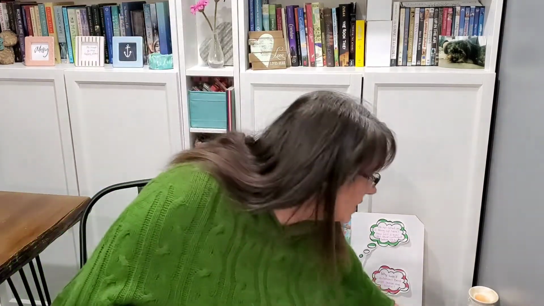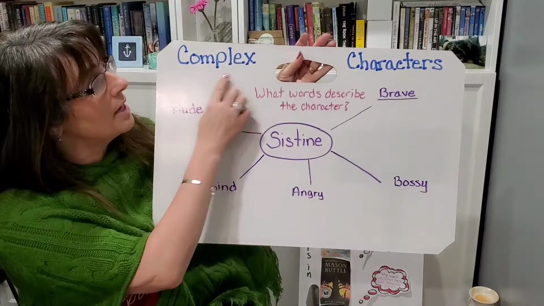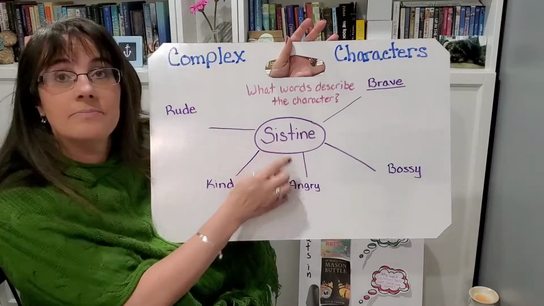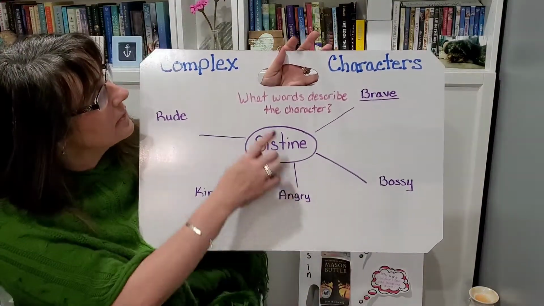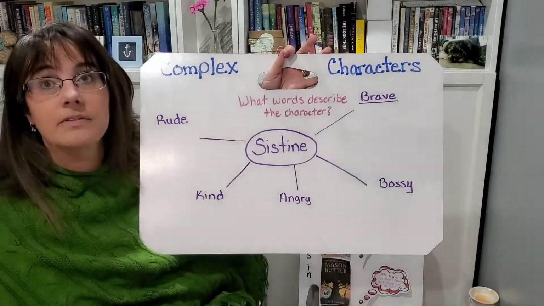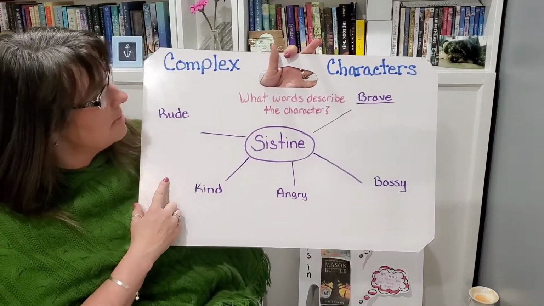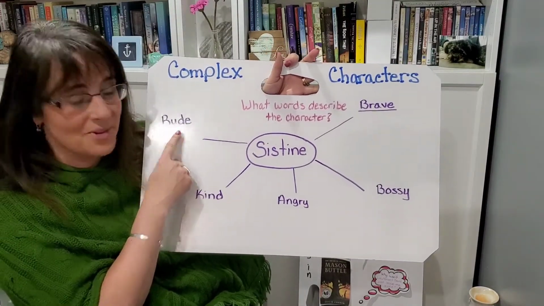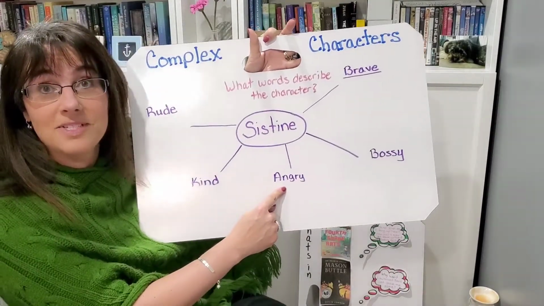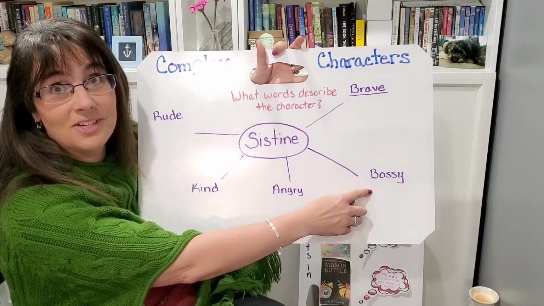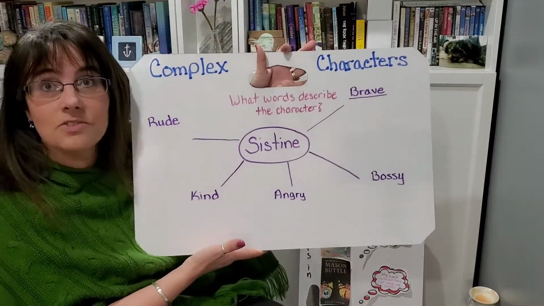So I have an example for you here, and I made a board for you about how characters can be complex, so complex characters. And I picked Sistine, because she was really very complicated in our story. And so I wrote here, what words describe the character? So I made a character web. And I thought of all of these words that I thought kind of described her. I said rude, sometimes she could be rude. Kind, she could be kind. Angry, sometimes she was angry. Bossy, we certainly know that one. And even brave. So those were the words that I put down that I thought really described Sistine.